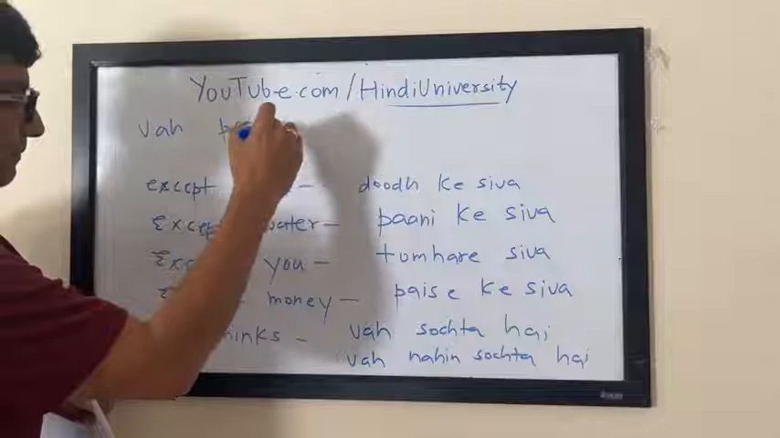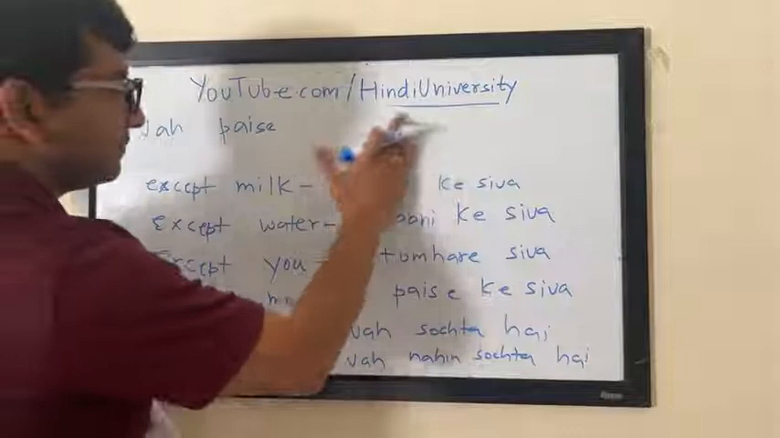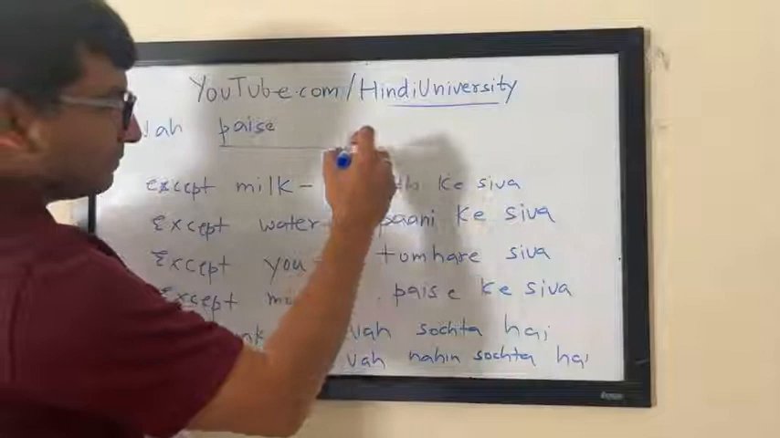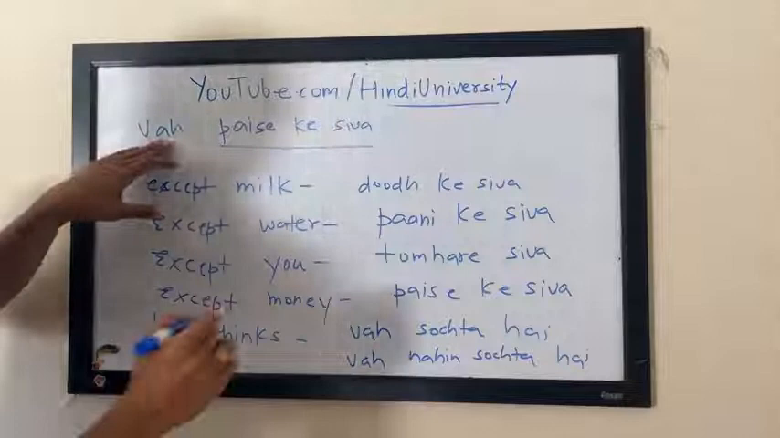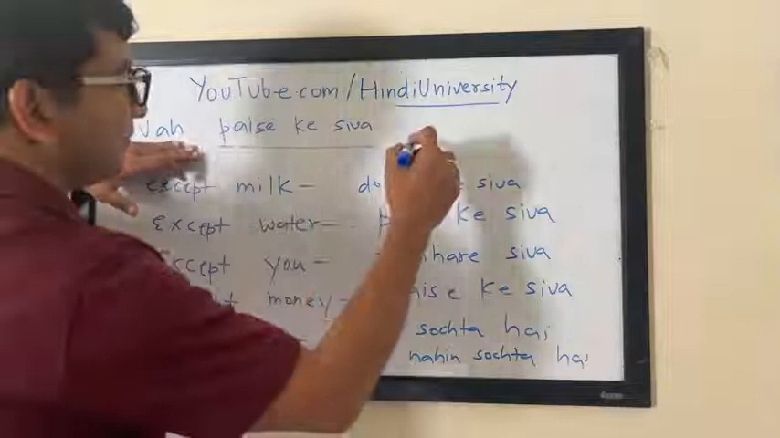कुछ के बारे में, right, like about anything. So कुछ के बारे में पैसे के सिवा सोचता है. Okay. So let's say he thinks about money. How will you say he thinks about money? वह पैसा सोचता है. वह पैसे के.